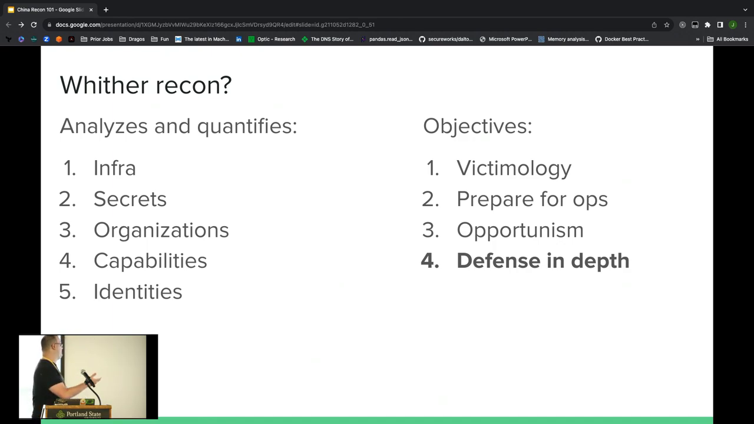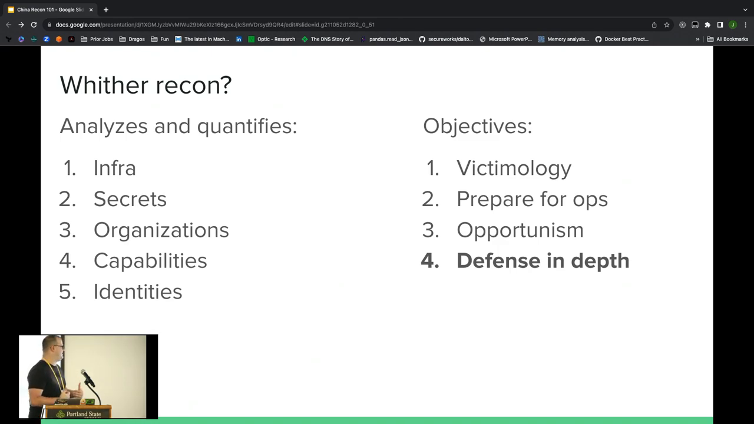Our objectives for doing this kind of recon analysis are to get some ideas of what victimology is. Essentially, am I in the crosshairs here? And then, given an idea that perhaps there's some off chance I'm in the crosshairs, prepare for the ops and know what sort of tooling they use. In general, the reason people use recon is a form of opportunism. You will find certain threat actors, especially those bereft of resources, who will transition from a recon state to an attack state pretty quickly.